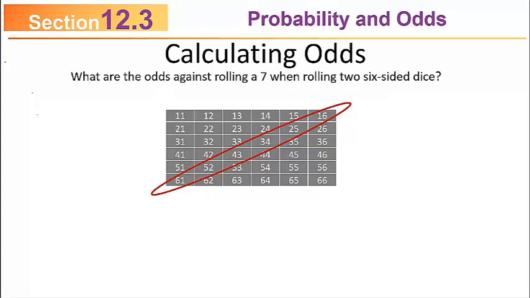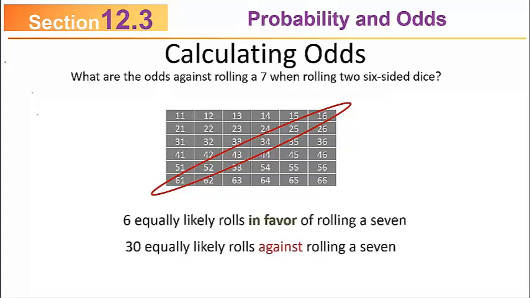Well, 6 and 1 is 7, 5 and 2 is 7, 4 and 3 is 7, 3 and 4 is 7, 2 and 5 is 7, and 1 and 6 is 7. So there are 6 of those. That means that the rest of them are not 7s. So when you're doing odds, it's what you want compared to what you don't want. So we want 7s or don't want 7s, and the other thing are the non-7s.